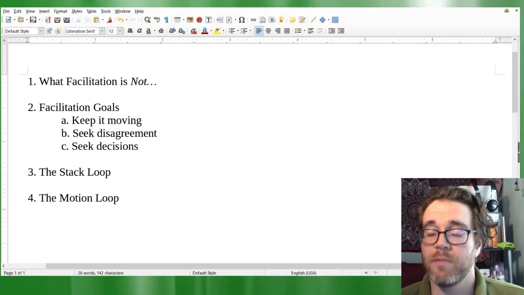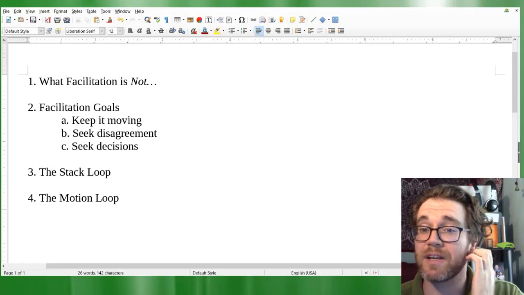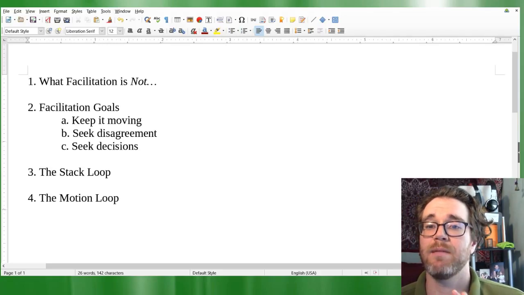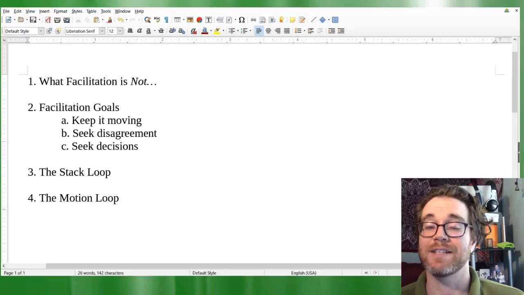All right, so the motion loop. I think I'm just going to do a brief introduction on this because we're running out of time for this stream. But as I mentioned earlier, a motion is what someone is putting forward as a decision to be voted upon or a decision that you are seeking consensus on. And so it should be an affirmative statement.